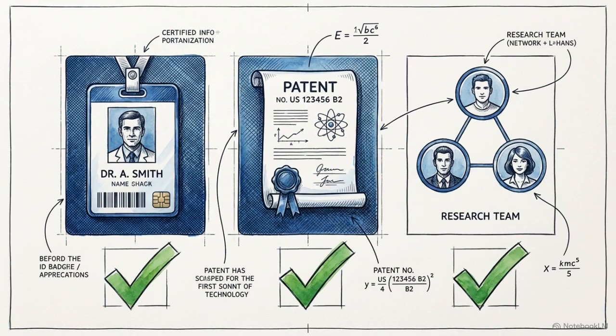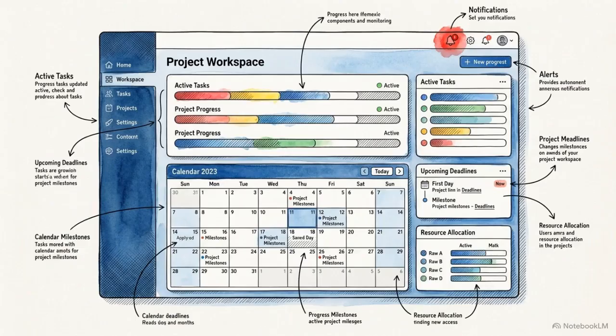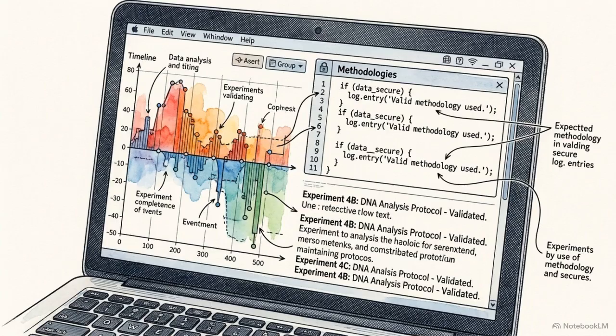You have verified your identity, locked in your intellectual property ownership, and formed a contractually bound research team. Now you can head back to your project dashboard. Here, you will monitor your milestones and document your scientific methodologies in the secure project logs.